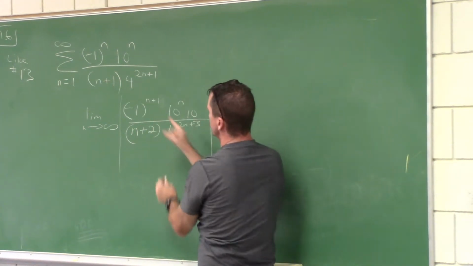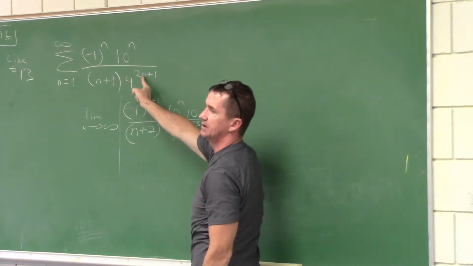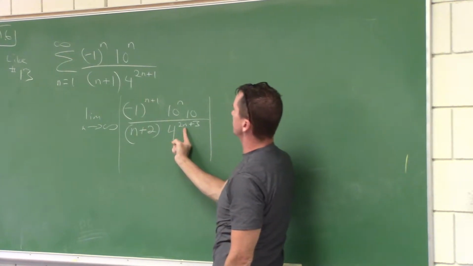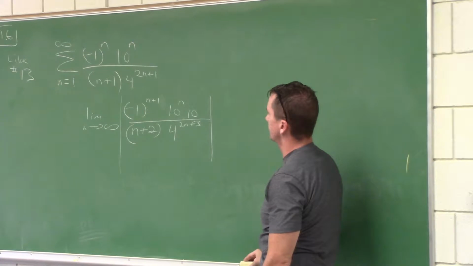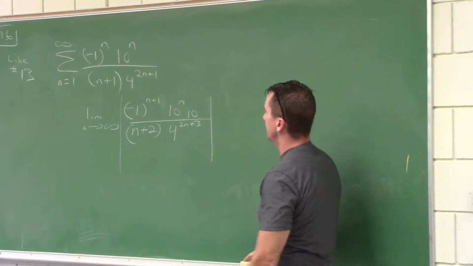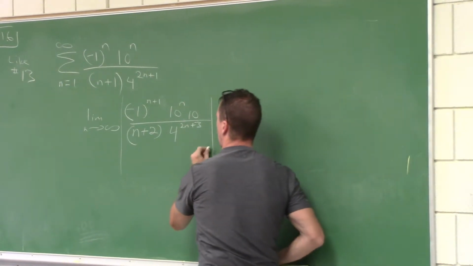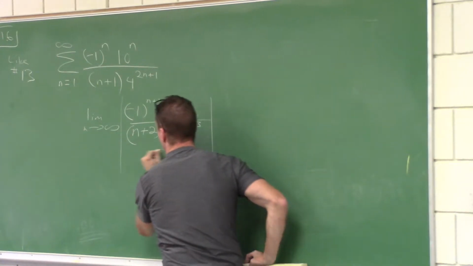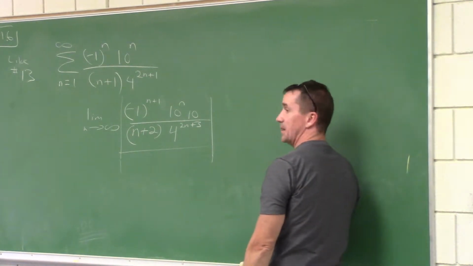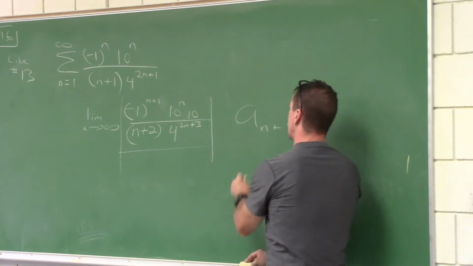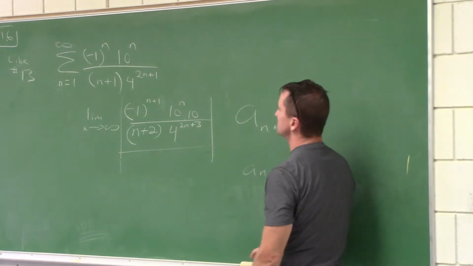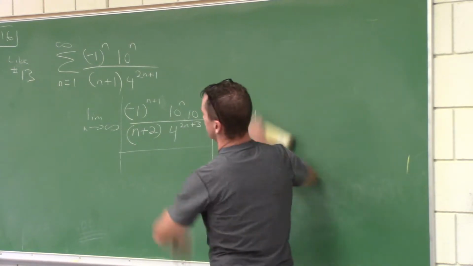And what we do is we substitute n plus 1 for n. Now, what do I have to divide it by? That's a sub n plus 1, isn't it? You have to divide by a sub n. What's a sub n? Just everything I have.